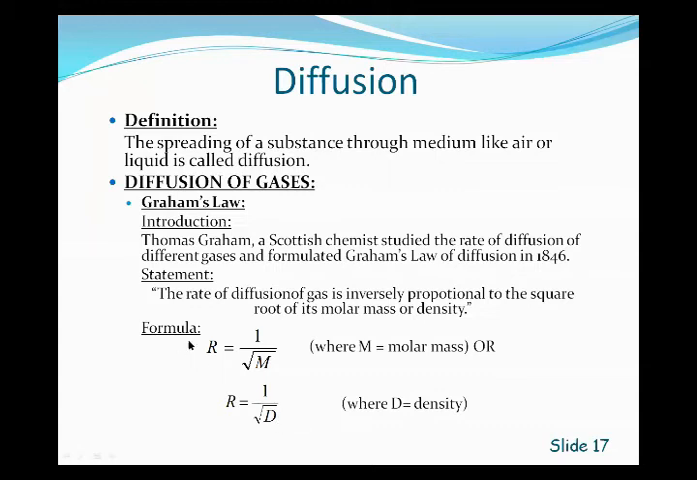So Graham gives the statement that the rate of diffusion is inversely proportional to the square root of the molar mass. Or we can say if the molar mass increases, the rate of diffusion decreases. It's an inverse relation. If the rate of diffusion increases, the molar mass will decrease. Same with density. This is all about the law of diffusion of gases, given by Graham.